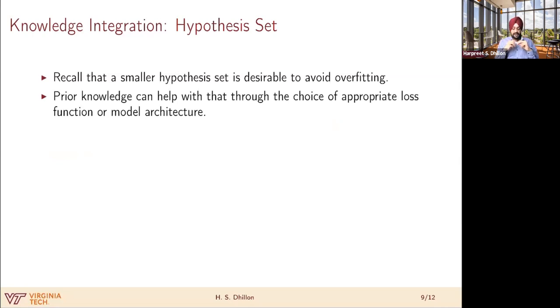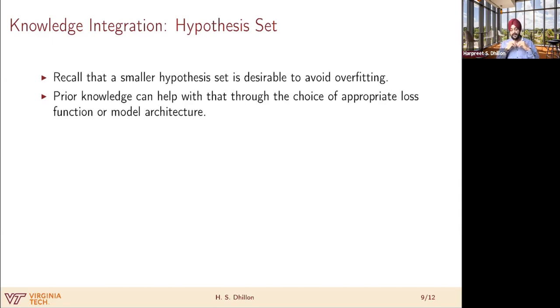The second way in which you could integrate your knowledge is in the hypothesis set or hypothesis class itself. Recall that a smaller hypothesis set is desirable to avoid overfitting. For example, if you can live with, say, a linear model, that is better than using a very complicated model for which you might need a lot more data and still you might have problems training that. So smaller hypothesis classes are usually desirable.